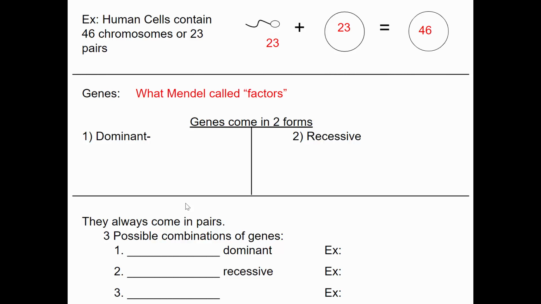So Mendel called them factors. Today we call them genes. And oftentimes, these genes come in sort of two forms. A dominant form, or the other version we call the recessive form. And so what that means is if a gene is dominant, you could think of it as sort of the stronger form. And the weaker form, the one that can be hidden, we call the recessive gene.